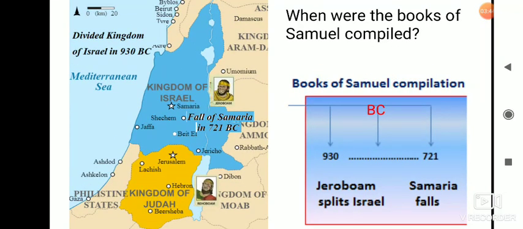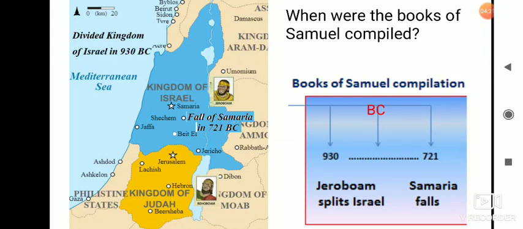For instance, in 1 Samuel 11:8, 17:52, and chapter 18 verse 16, the author distinguishes between the people of Israel and the men of Judah. The repetition of this distinction between Israel and Judah strongly suggests that the author of Samuel could not have written his book until after the division of Israel and Judah in 930 BC.